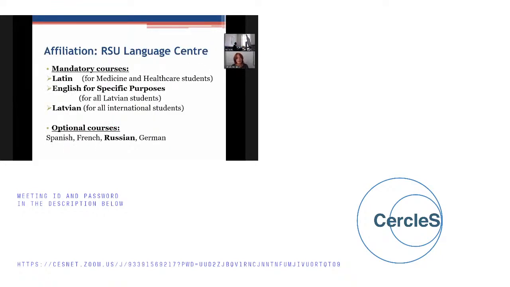I work at the Language Center, and at this center we have both mandatory courses and optional courses. So our mandatory courses are Latin for medical students, English for specific purposes for all Latvian students, and Latvian as a foreign language for all international students. And the optional courses include Spanish, French, Russian, German. So Russian is one of the optional courses.